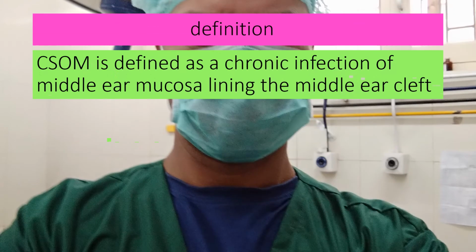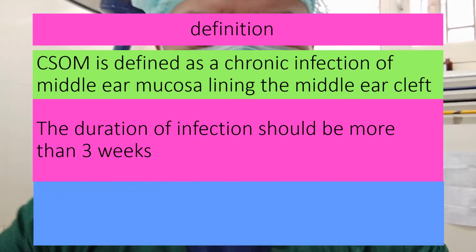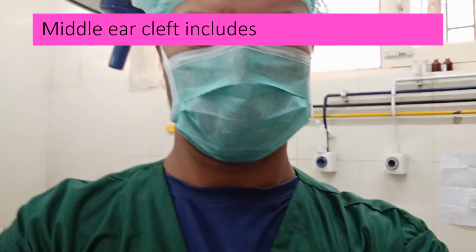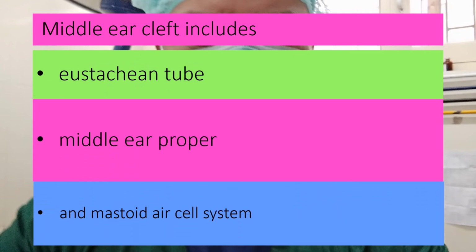Then, what is the definition? As I told you, CSOM has different definitions, and one of them is that it is defined as chronic infection of the middle layer mucosa lining the middle layer cleft. The duration of infection should be more than 3 weeks. The middle layer cleft includes the eustachian tube, the middle layer proper, and the mastoid air cell system.